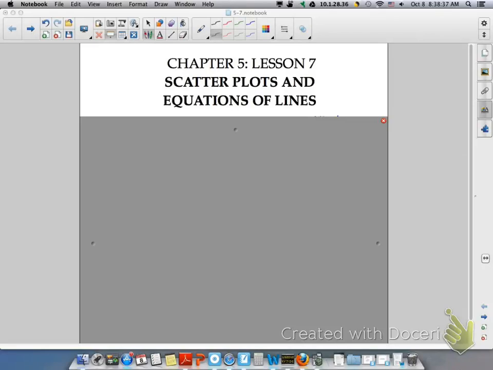Today's lesson is chapter 5, lesson 7, Scatterplots and equations of lines. Or scatterplots and trend lines.